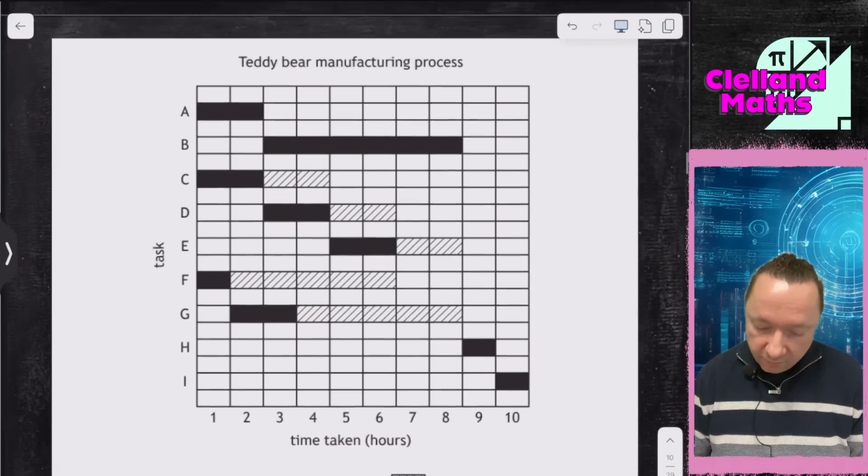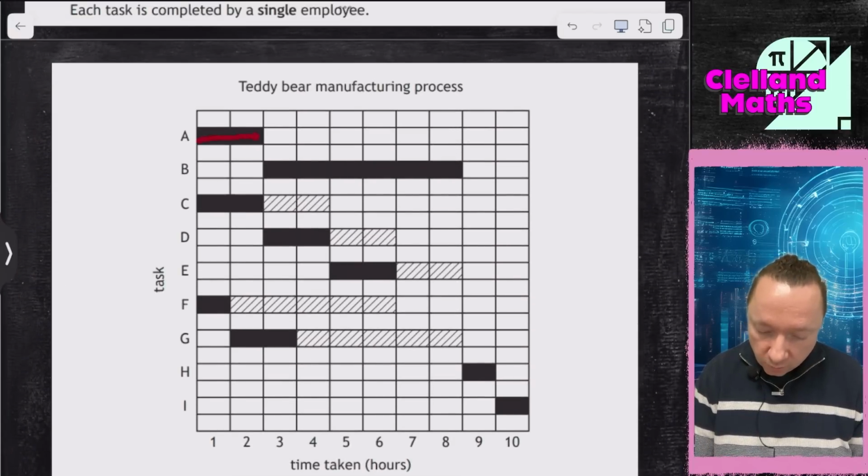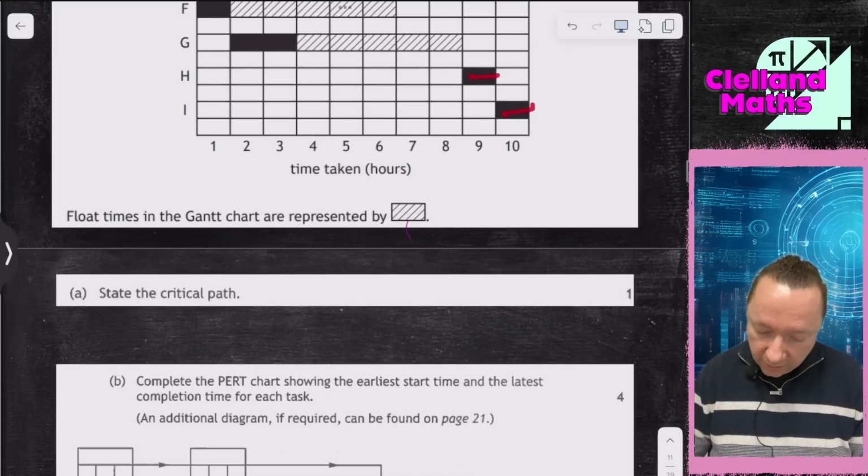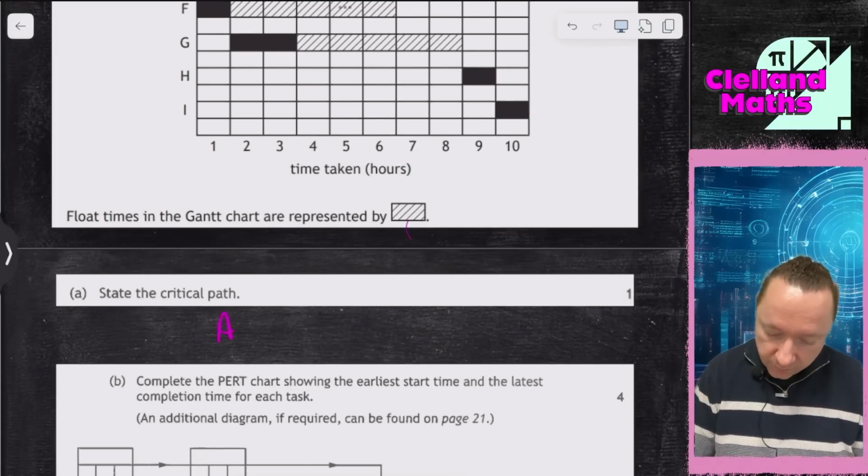So state the critical path first of all. Well, that's just the tasks with no float. A, B, H, and I, and they all go into each other. So A, B, H, and I to start with.